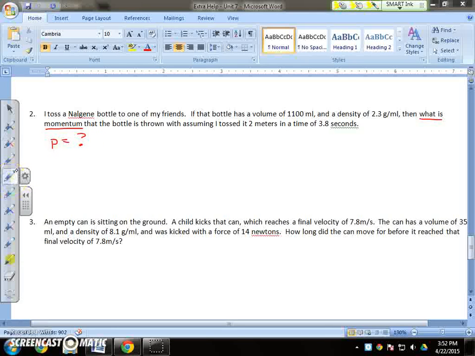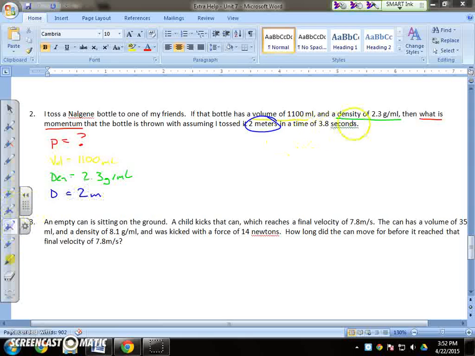Alright, so let's figure out what else they gave me. Volume. So volume equals 1100 milliliters. I also know that I was given density. So density of 2.3 grams per milliliter. 2 meters is going to be a distance. So distance equals 2 meters. And I've got a time of 3.8 seconds. So time equals 3.8 seconds.